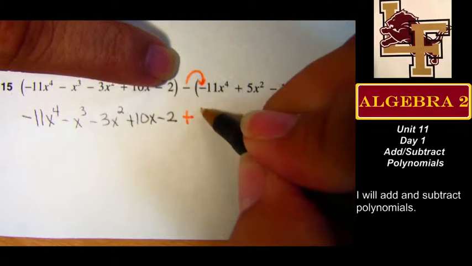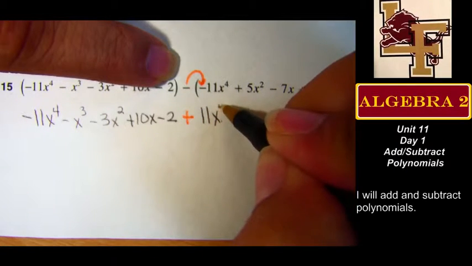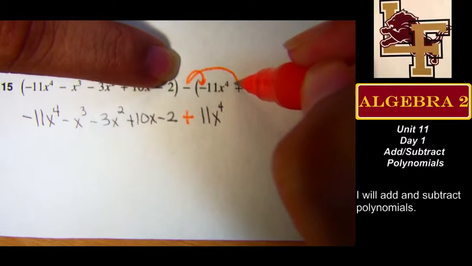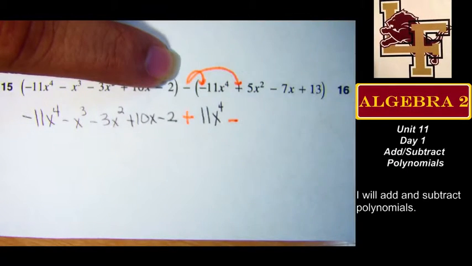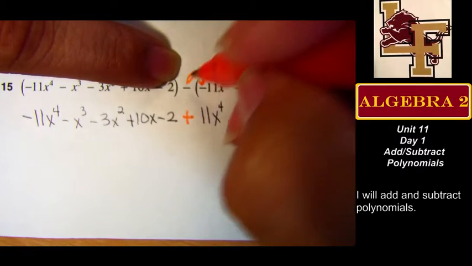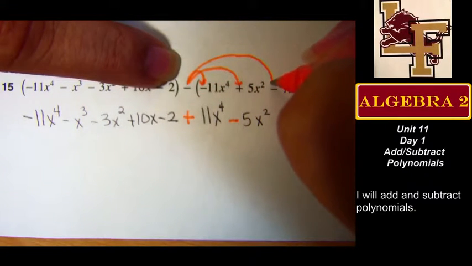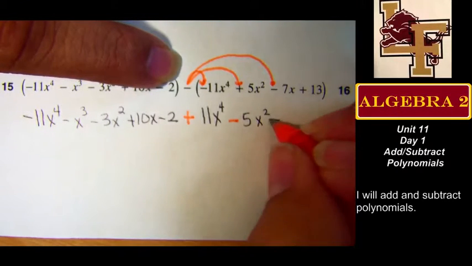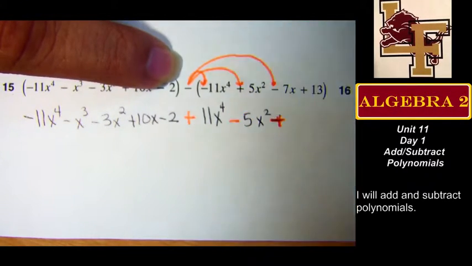Distributing that negative doesn't change the coefficient, the number in front of the variable. It only changes the sign. So that's why I'm writing it with just the signs in a different color, showing that I'm changing just the sign and I'm not actually changing the number of the coefficient. Whoops, sorry.